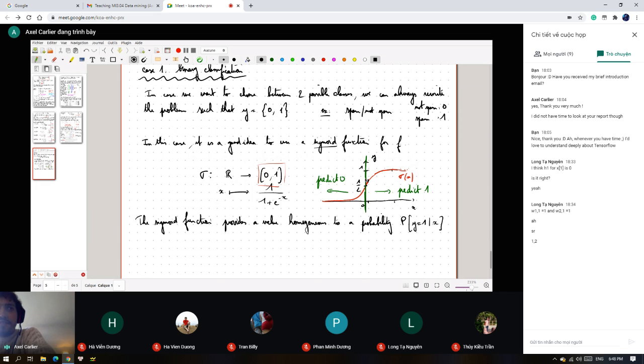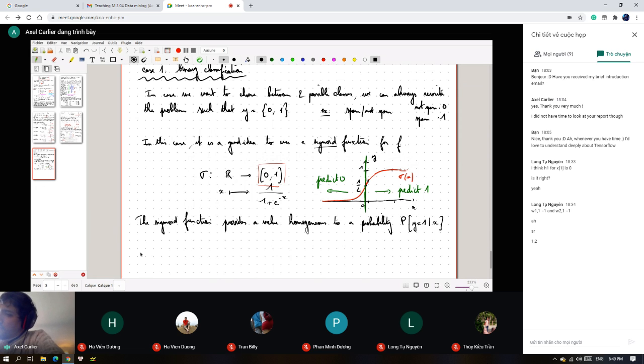The only thing that is important in everything I said is that if you are doing binary classification, you should use a sigmoid function as an output. Okay, that's all. If you only remember that, I'm good with that. That's the most important thing. This is all for binary classification.